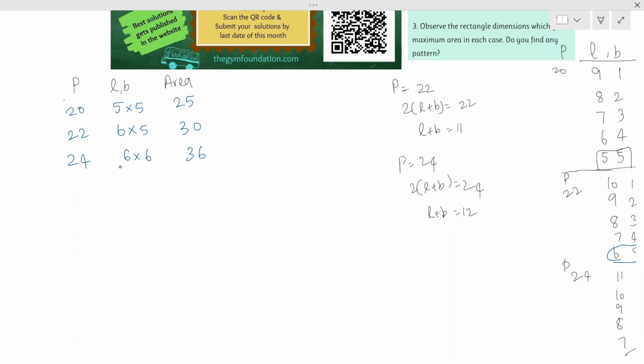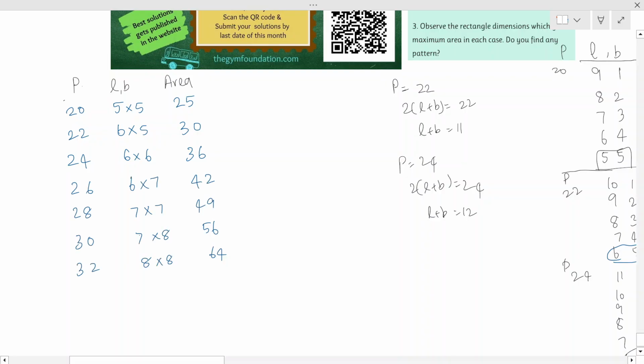So now pause and fill in the values for different other perimeters. Okay, so if you follow the same steps, you can figure out that these are the values you might be getting for a specific perimeter, and what are the length and breadth that give a maximum area.